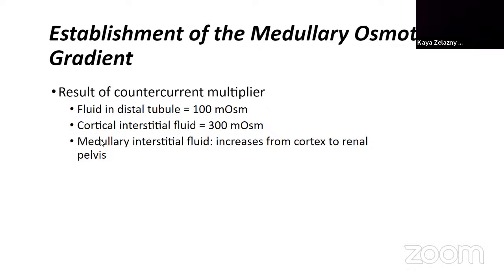And we need to remember that this gradient was set up here in the medullary interstitial fluid, where we have increasing osmolarity as we go from the cortex, so that's the shell of the kidney, to the renal pelvis, which is just like, the kidney is shaped like a kidney bean, right? So the renal pelvis is just that sort of little divot in the center, a little bend. So you'll see that.